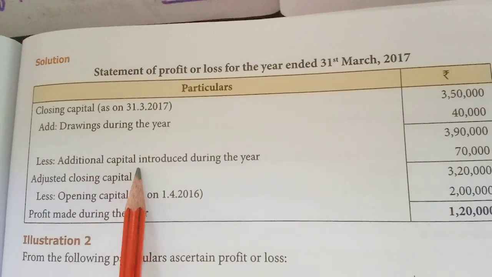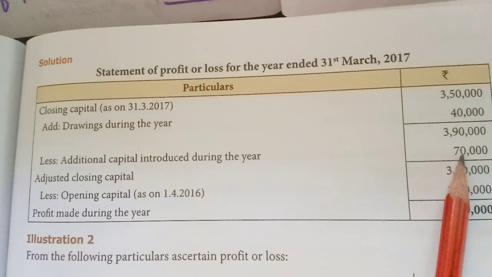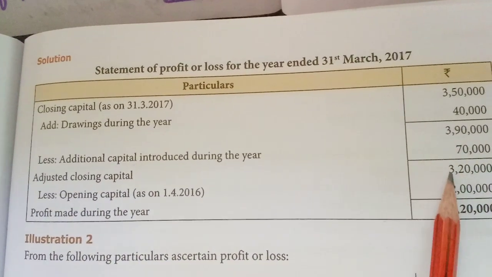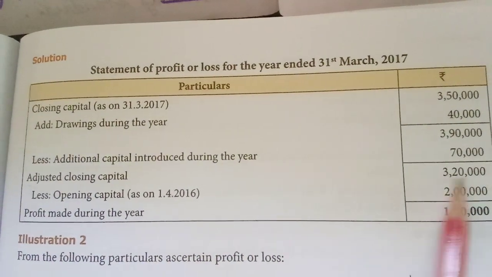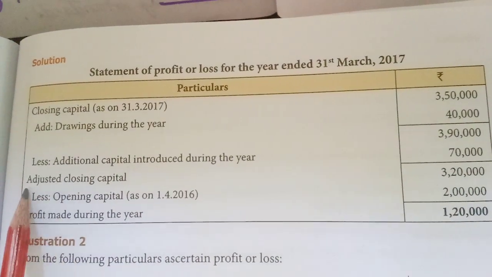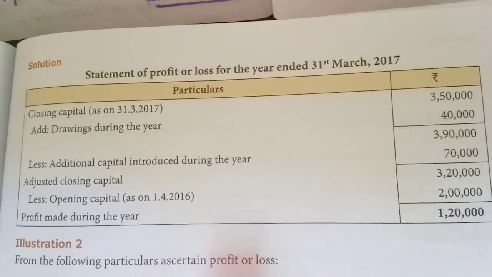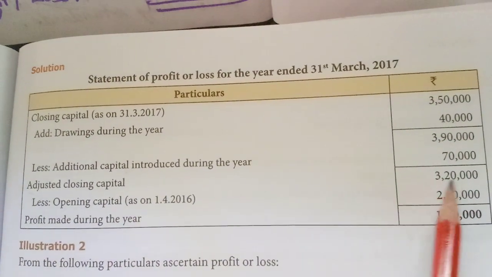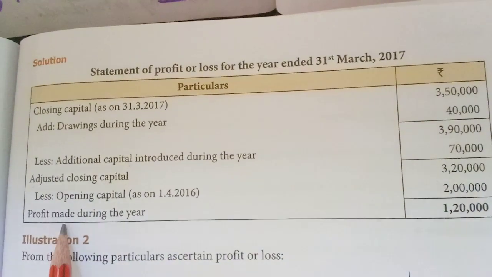Then less additional capital. Only these two words will do. Then less 70,000. Then draw a line and write 3,20,000. Then again you write 3,20,000 in the same line, adjusted closing capital. Then less opening capital 2 lakh. Then we have to deduct 2 lakh from 3,20,000. We will get 1,20,000. That is the profit.